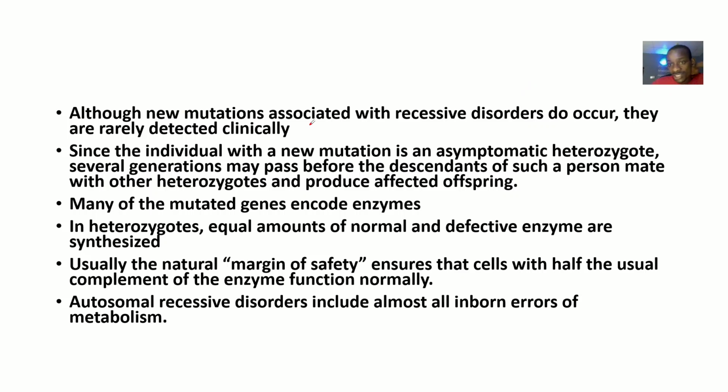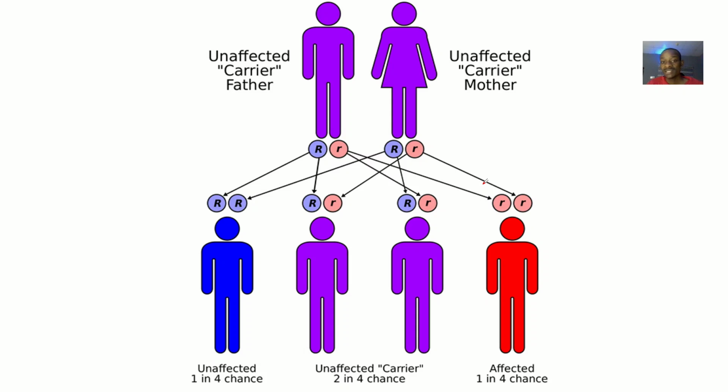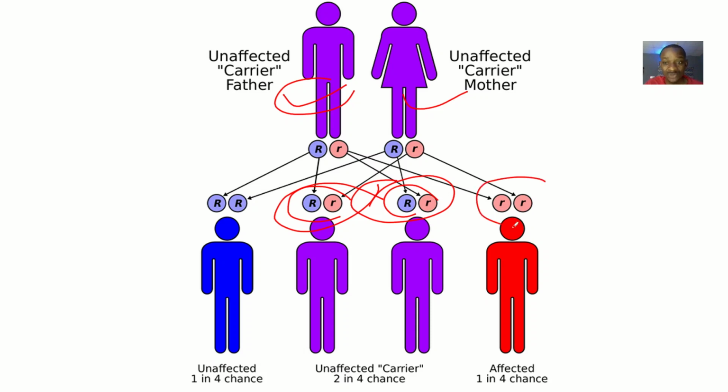Although new mutations associated with recessive disorders do occur, they are rarely detected clinically. Since the individual with a new mutation is an asymptomatic heterozygote, several generations may pass before the descendants of such a person mate with other heterozygotes and produce affected offspring. Just to simply tell you, that is heterozygote, it's not homozygote. Okay, so if he inherited this, he might keep passing heterozygote traits without the children being affected. See, these children get to meet other people that are also heterozygote. Then they now give birth to a homozygote child.